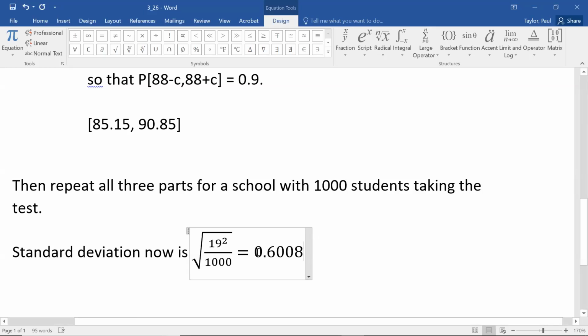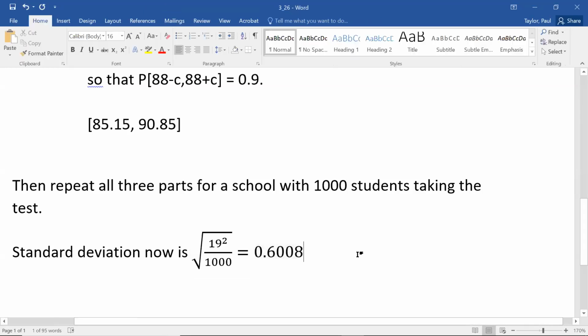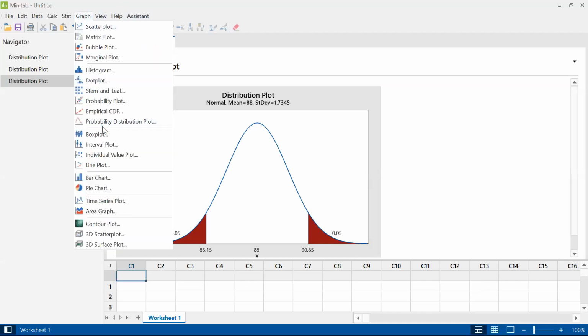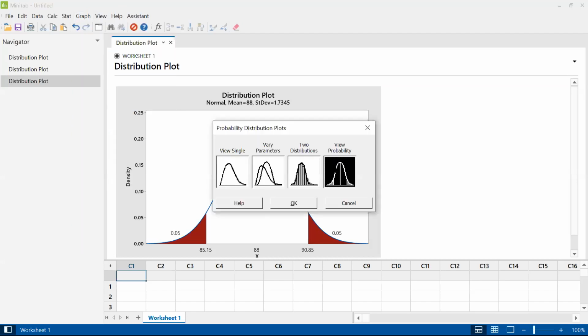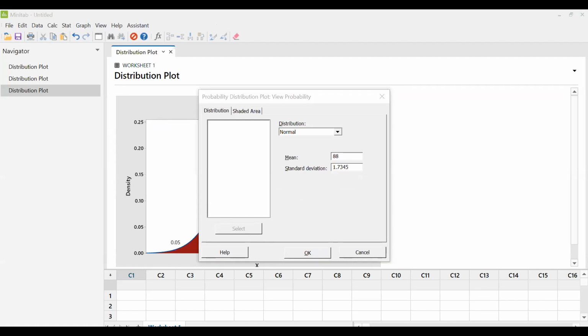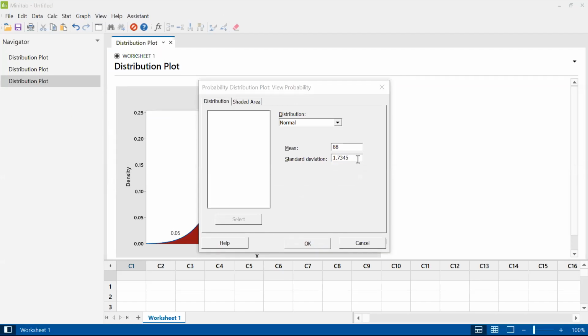So we just need to change that one number in Minitab and redo the stuff that we already did. Okay, so let me bring up Minitab here. Probability distribution plot, view probability. Let's put in our new standard deviation, 0.6008.